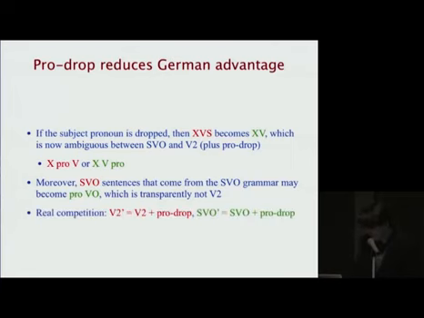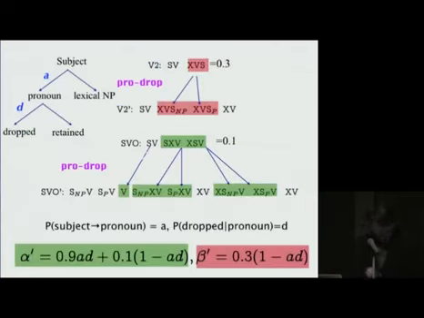And this is roughly how we do this. Okay, so you have subjects. Sometimes they're pronouns. Sometimes they're lexical NPs. We don't have to worry about that. When you have a pronoun, when you have a pro-drop language, you have a chance of being dropped. So the probability of you dropping this would be A times D, right?